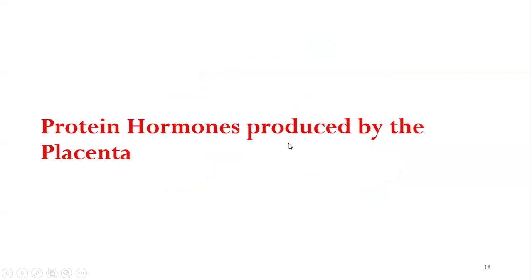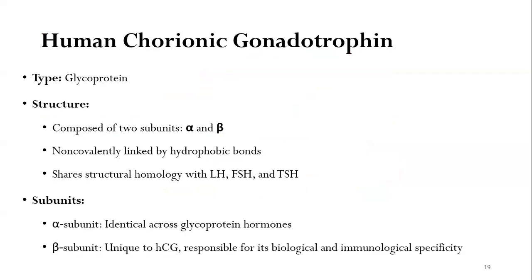Okay, now come to the protein hormones produced by the placenta. Till now we were discussing the steroid hormones produced by the placenta, but there are certain protein hormones also produced by the placenta. The most important protein hormone produced by the placenta is the human chorionic gonadotropin, which is the hormone of pregnancy.